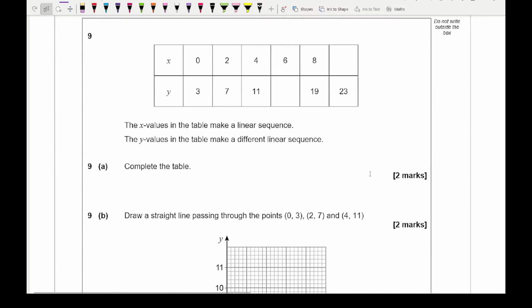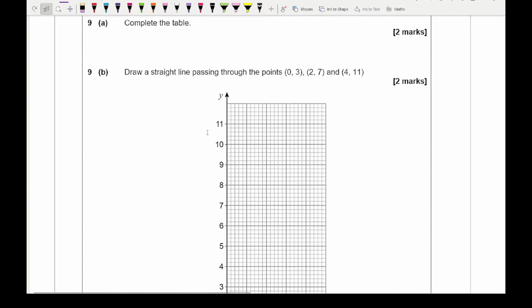Moving on to question 9, it says the x values in the table make a linear sequence and the y values in the table make a different linear sequence. Complete the table. A linear sequence is a sequence of numbers where the difference between each number is the same. The x values are going up in plus 2, so 8 plus 2 is 10. The y values, between 3 and 4, are going up in plus 4, so 11 plus 4 is 15. So there my 2 numbers fitted in.